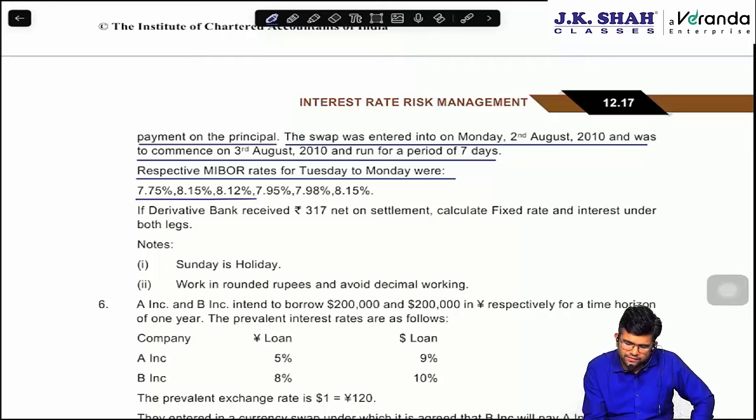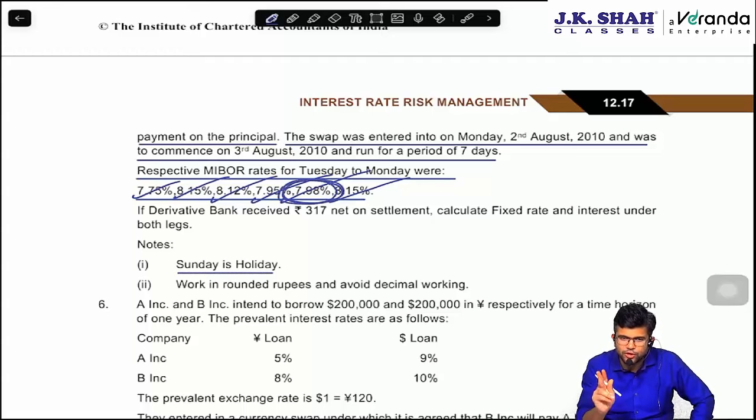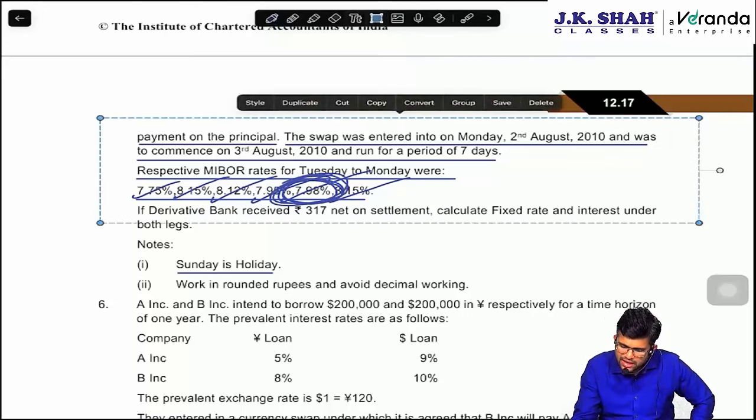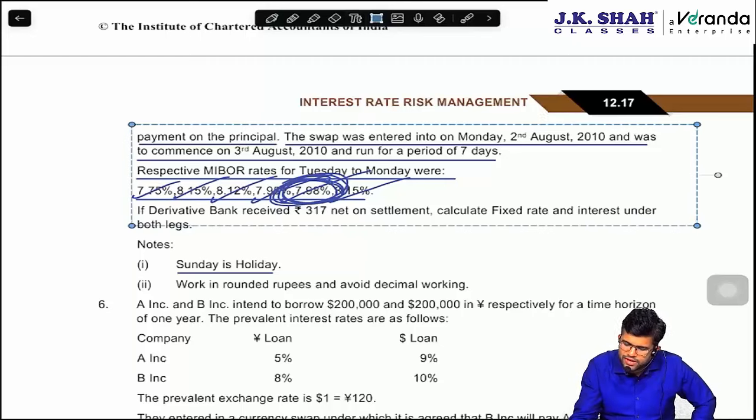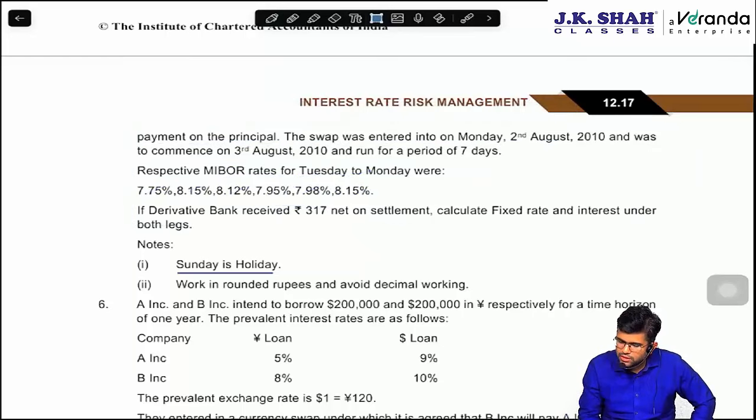Respective LIBOR or MIBOR for Tuesday, that is 3rd August, to Monday, they have given to you. So this is Tuesday, Wednesday, Thursday, Friday, Saturday, Sunday, Monday. Because Sunday is a holiday, this rate is applicable for 2 days. Now, ideally settlement should happen how many times? 7 days means 7 times, no? Here the problem is that the settlement is only once. I hope everyone is clear.